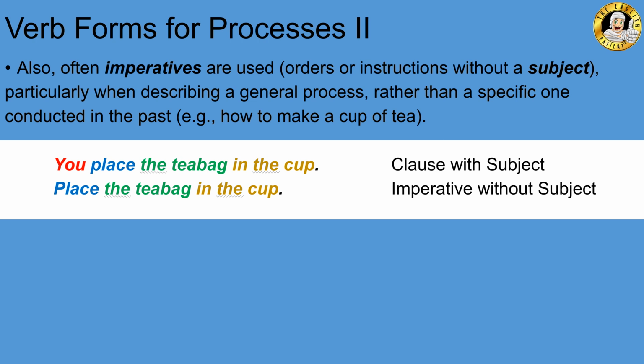So when you're not describing one action that you did in the past, but rather a process on how to do something, such as how to make a cup of tea, we could use a full clause with a subject, such as "you place the tea bag in the cup," but we are not actually saying you as a person. The you or who does it is not important. We want to detail the importance of the process itself rather than who's doing it. So we'll use an imperative structure here in most cases. "Place the tea bag," whoever is going to follow the process, "place the tea bag in the cup."